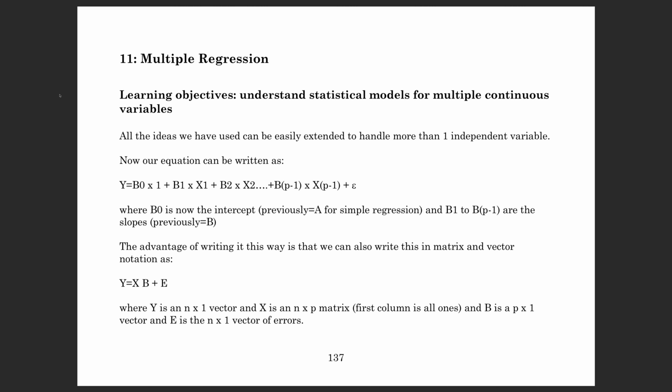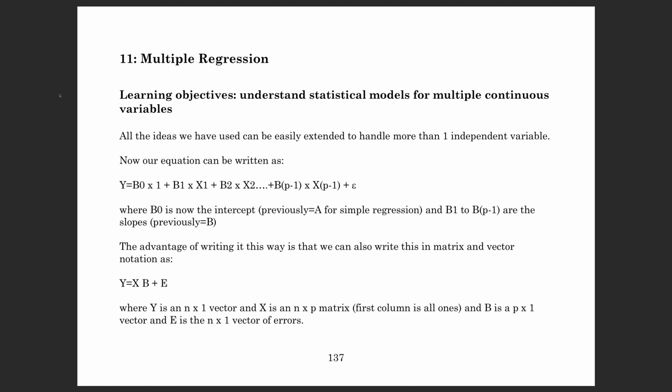So we could simply write our equation in a way similar to the simple linear equation where we add in extra x's. So we can write this as y equals b0 times 1 plus b1 times x1 plus b2 times x2 up to b(p-1) times x(p-1). So this would be with p minus 1 x variables. And again, it's plus epsilon, our random error.